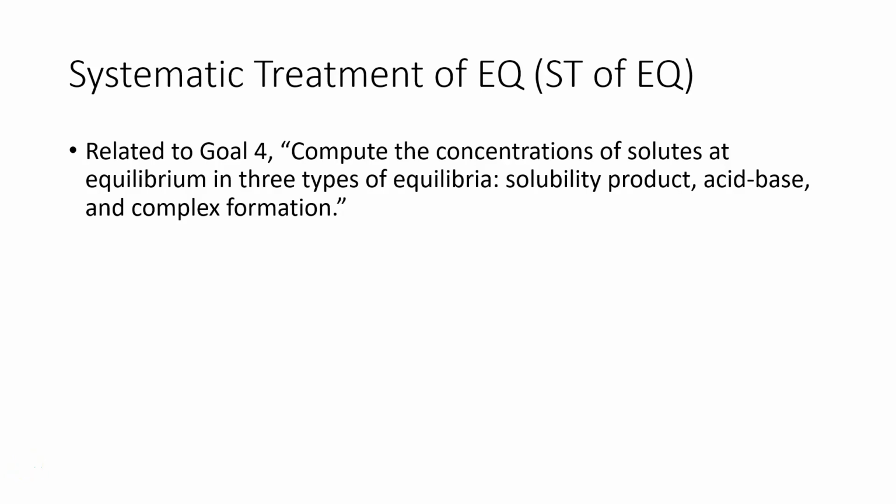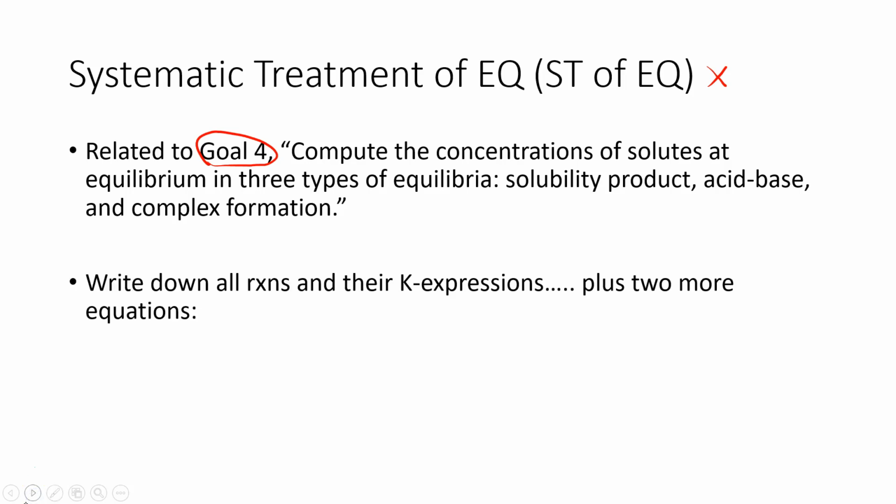Hi everyone, this video is about the charge balance which we need to write when using the systematic treatment of equilibrium, which just as a reminder is related to the fourth goal of our course. When we use the systematic treatment, we're going to write down all of the chemical reactions. So maybe one reaction that we'll always write is the dissociation of water. That's something that will always be part of our system. So we'll write down all of our reactions and their expressions for K.